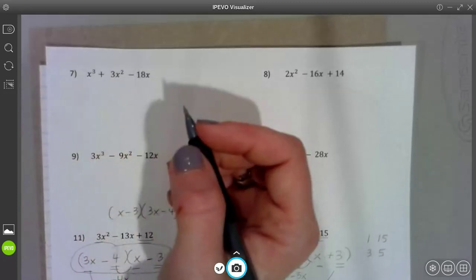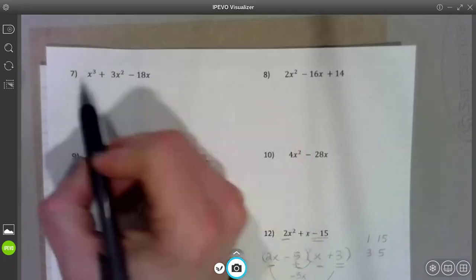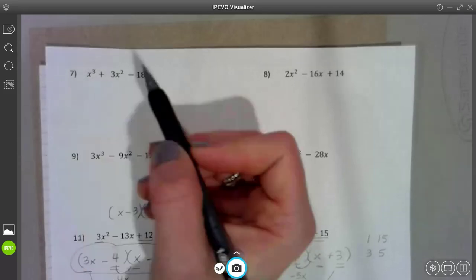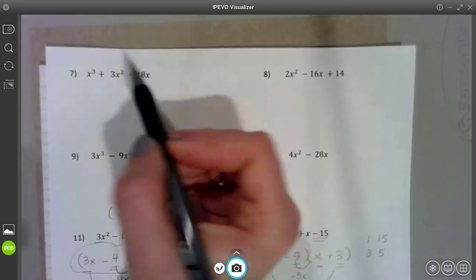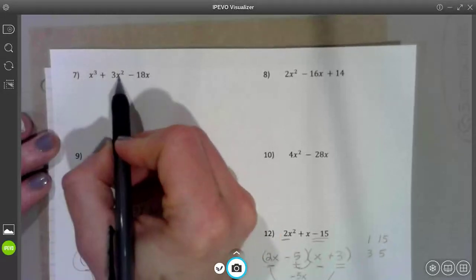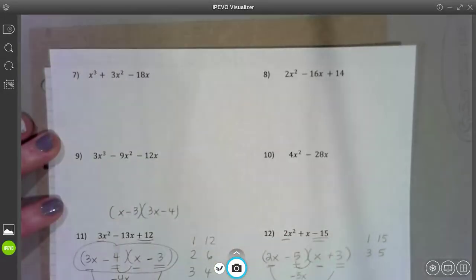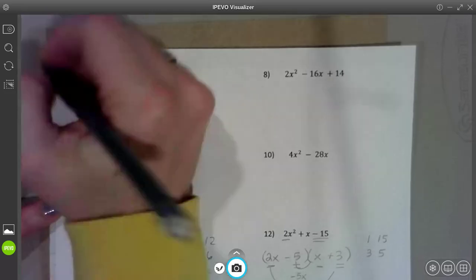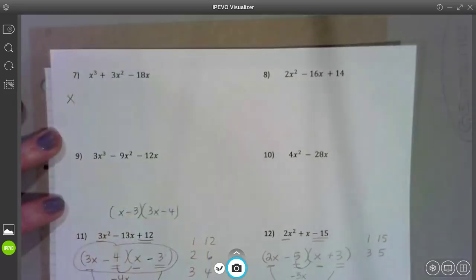Well, guys, they don't have a number in common. There's no number that will divide evenly into a 1, a 3, and an 18 other than 1, but we don't count 1. But they definitely all have variables. He's got 3 x's, he's got 2, and he's got 1. So the greatest number of x's that they all have is that 1x. So we can take that 1x as the GCF, and we're going to factor it out.